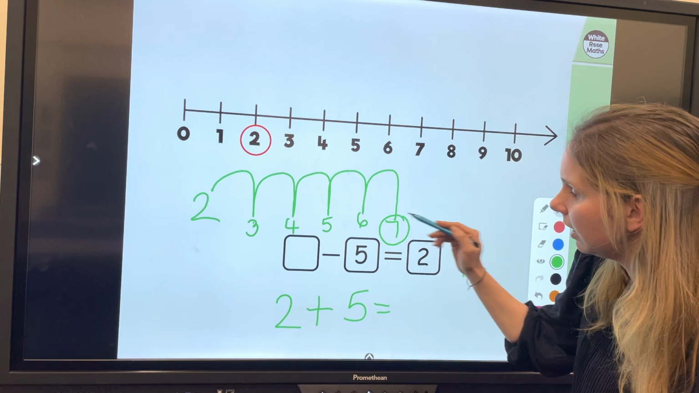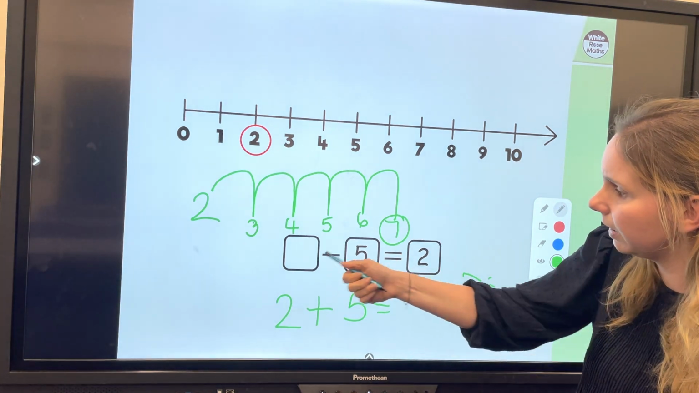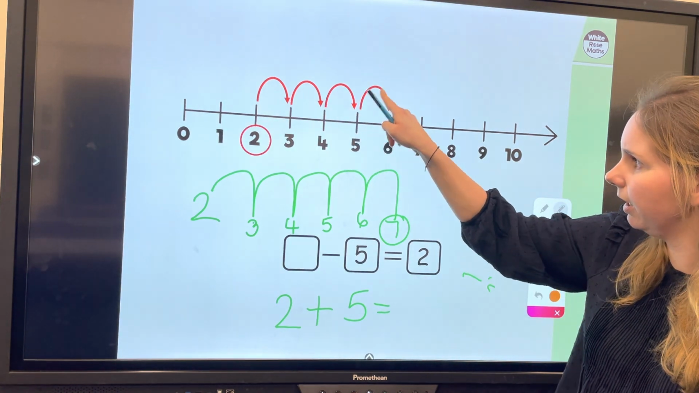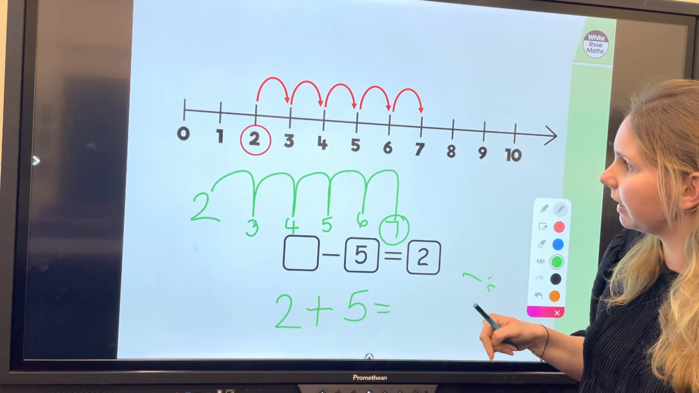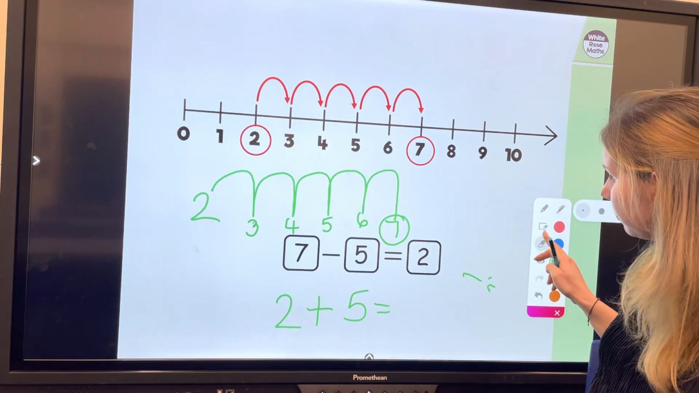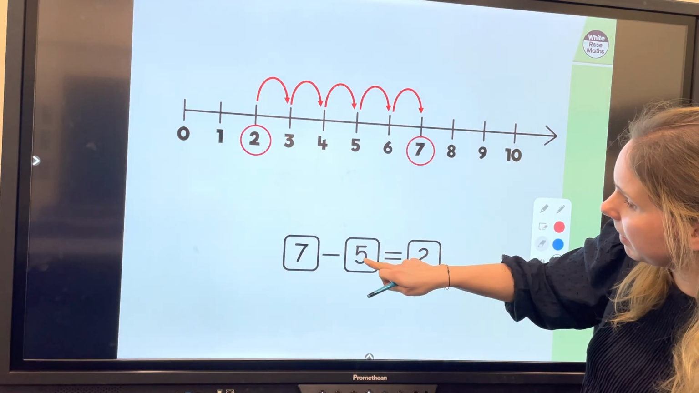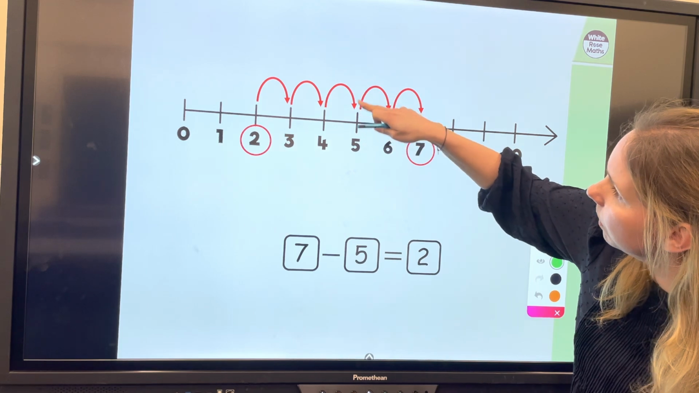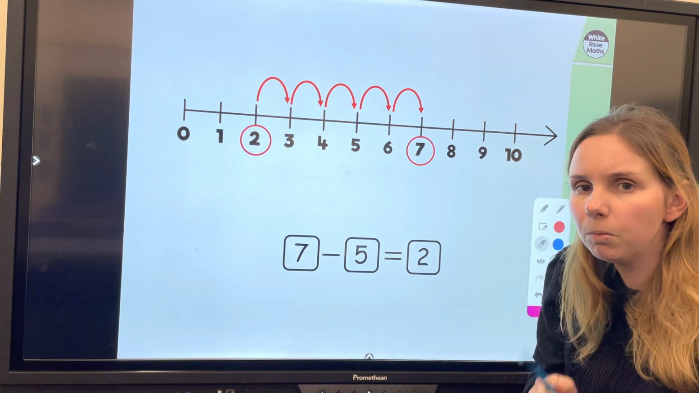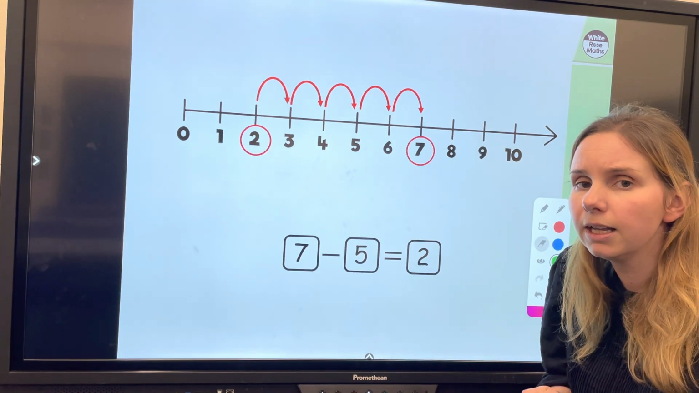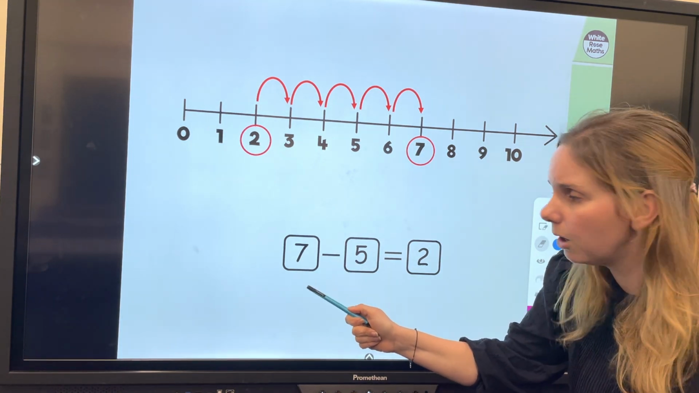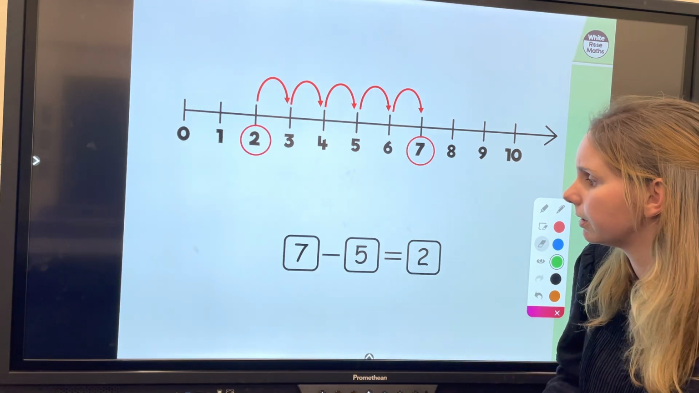Let's see if our answer is 7. So here we've made 1, 2, 3, 4, 5 jumps to get to 7. So I know 7 subtract 5 equals 2 because if we were to look the opposite way and made 5 jumps back, 1, 2, 3, 4, 5, we would end up on the number 2. Now don't worry if you've not got that, that is quite tricky, but we like to put a little bit of a challenge into our learning. So remember, if we've got a missing number, we can look at doing the opposite to help us.